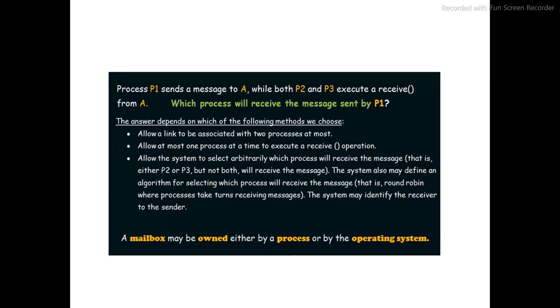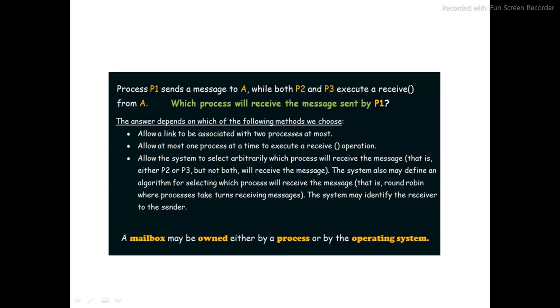The first solution is to allow a link to be associated with at most two processes, so that we have a sender and a receiver. When one sends a message, there is only one receiver and it will be delivered to that receiver. Another option is to allow at most one process at a time to execute a receive operation.